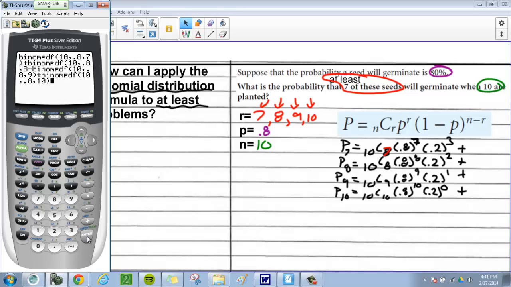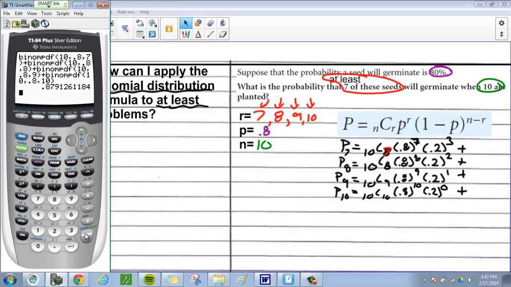I didn't make a mistake, did I? Let's make sure I didn't make a mistake. Looking at it, everything's looking good. Oh, I forgot to close it off right here. So I'm going to insert a parenthesis right there. And then I think I'm good to go.